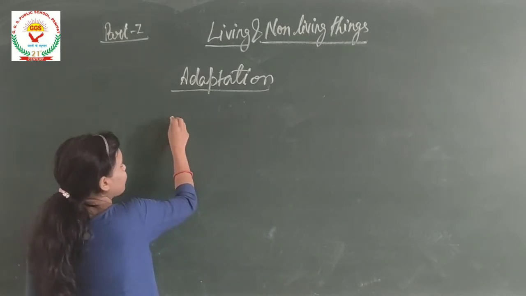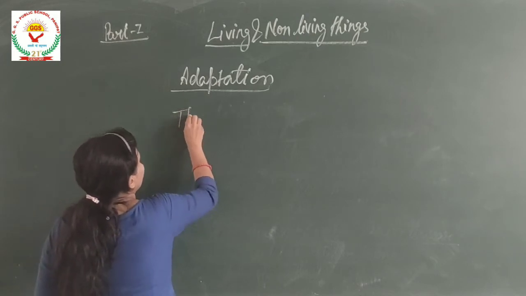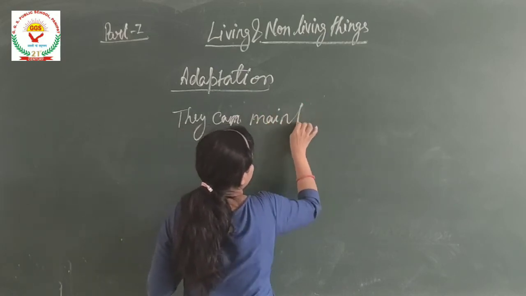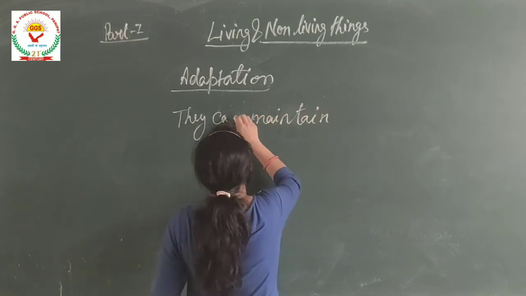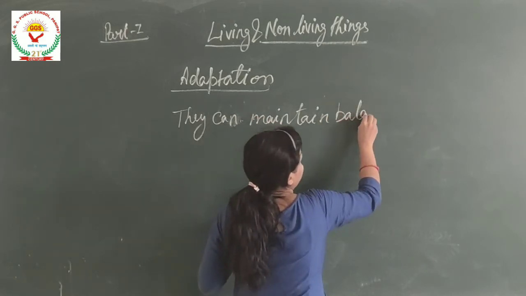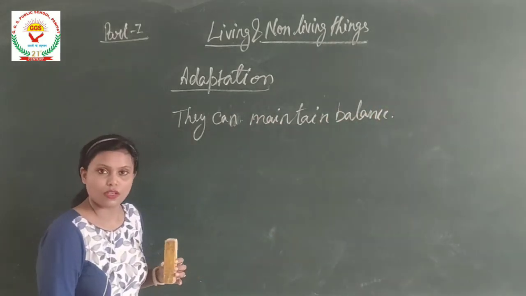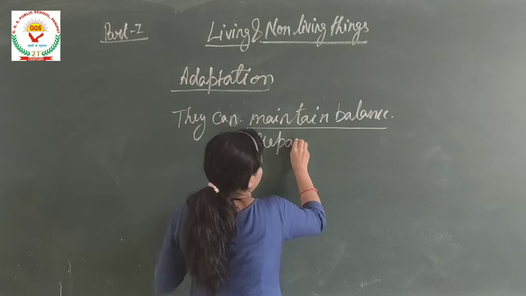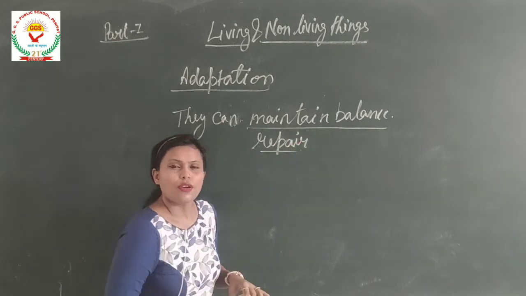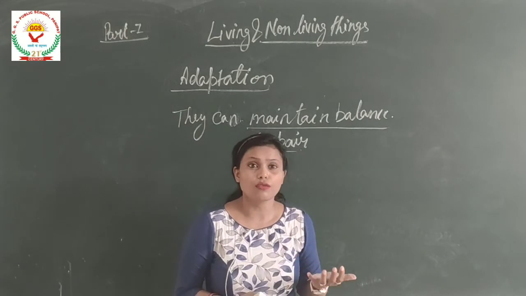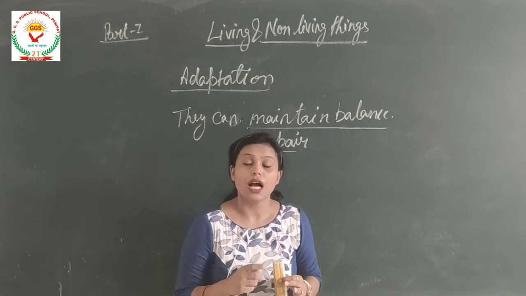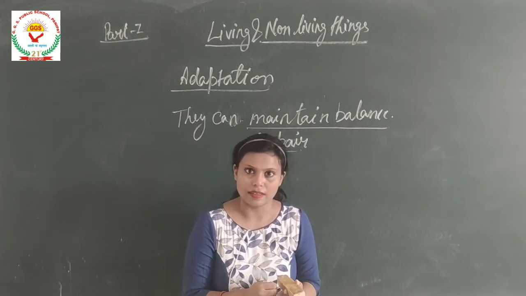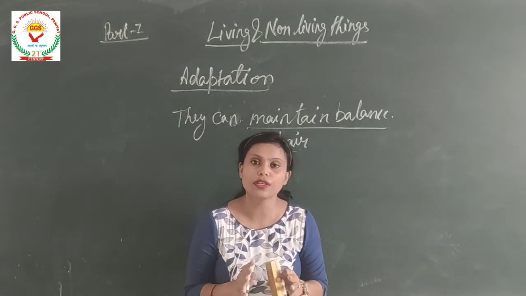Next characteristic of the living organism is they can maintain balance, or we can say they can repair themselves. When you get burned or got a wound, what happened? After some time, the wound get repaired automatically, and after some days that wound disappears.